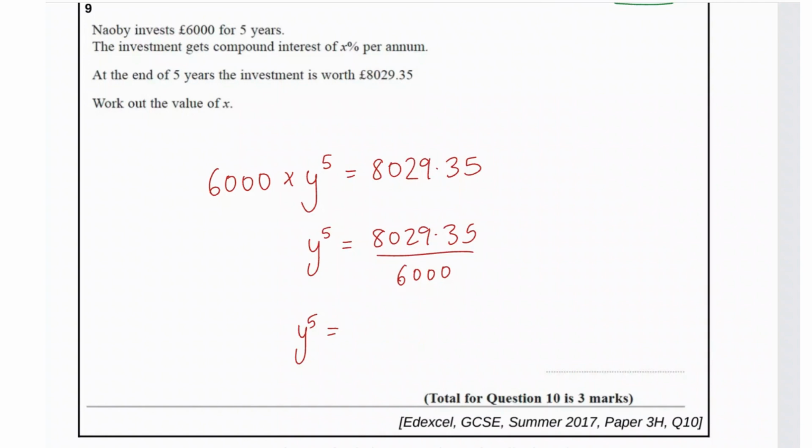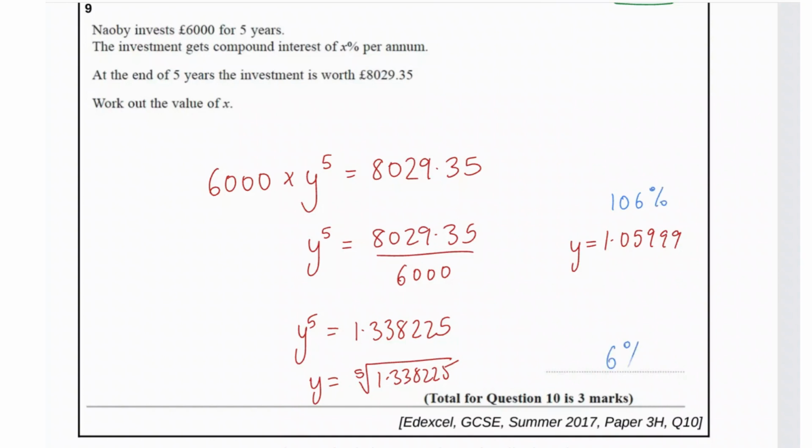8,029.35 divided by 6,000 gives me 1.338225. And then to find y, I need to find the fifth root of that number. I'm just going to use the answer button on the calculator. That's what comes out at 1.05999. So the interest rate must be 6%, because this is 106%.